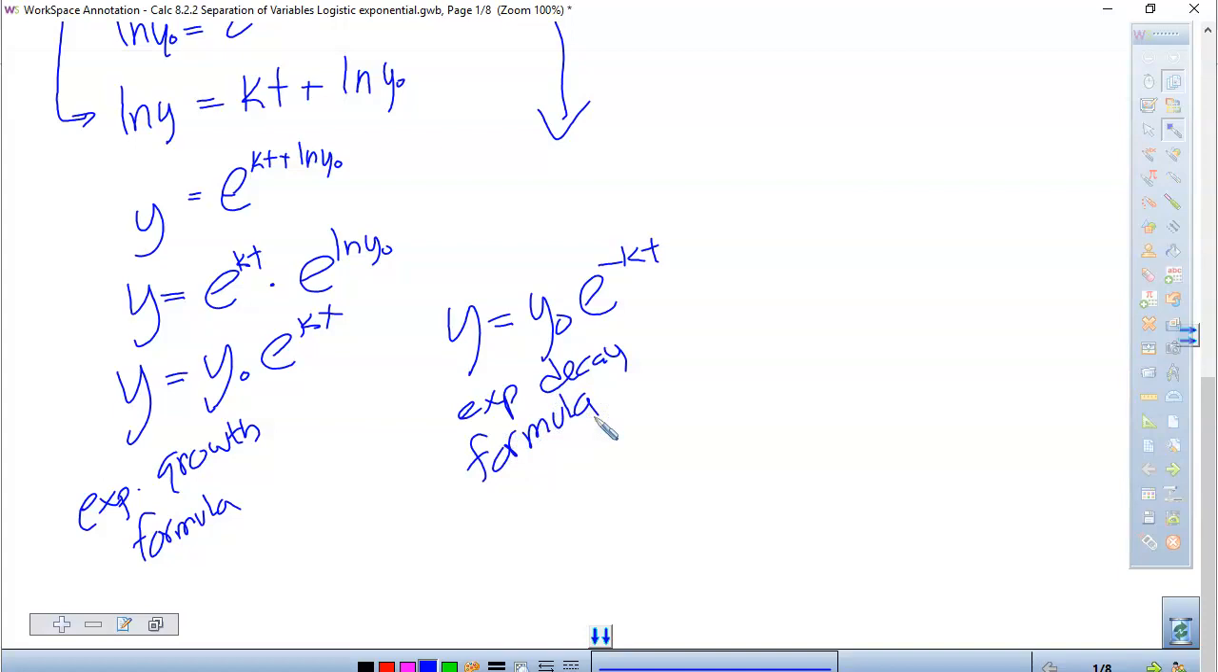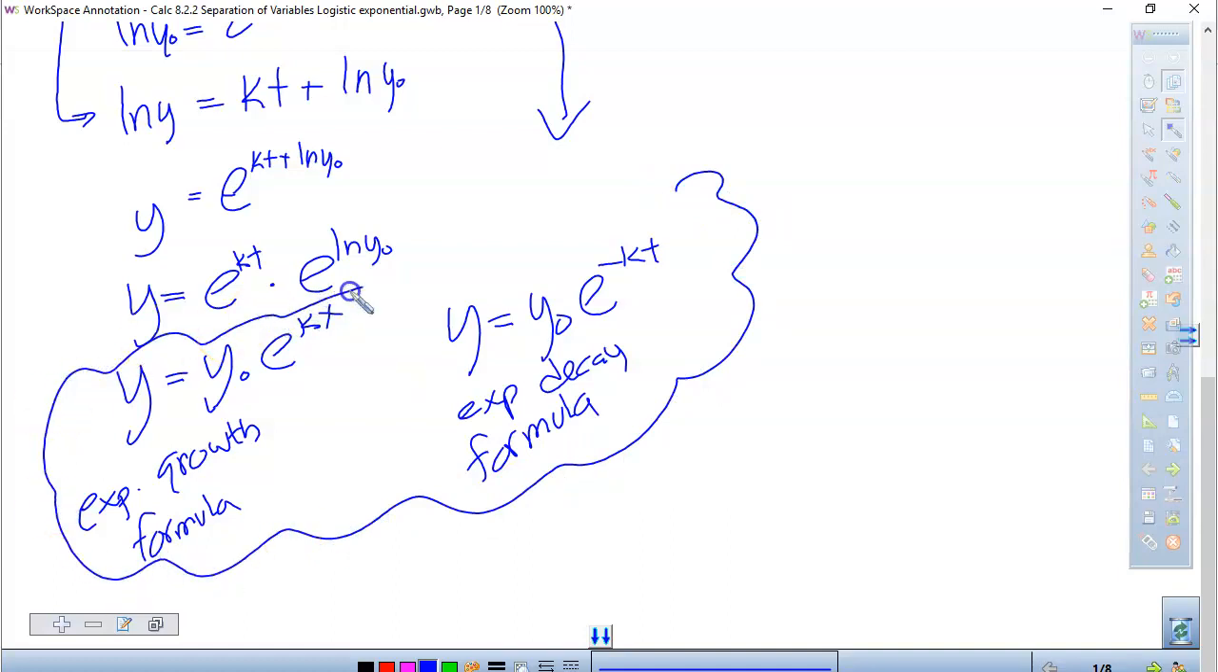I have a question. How did you go from e to the ln y sub 0 to y sub 0? What is e raised to the natural log of anything? It's the anything, because these are inverse operations, so they cancel each other out. Just go with it. You don't need to do this derivation. All you need to do is remember this, that's for any kind of exponential growth or decay.